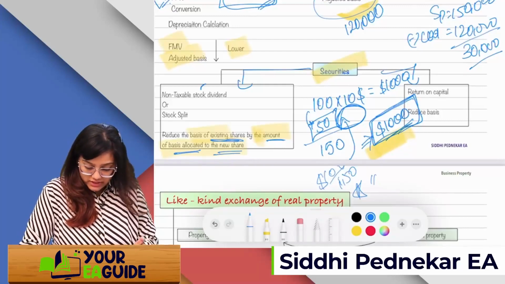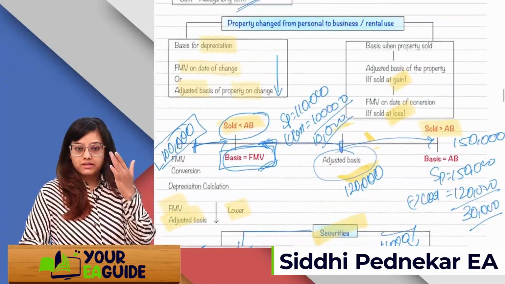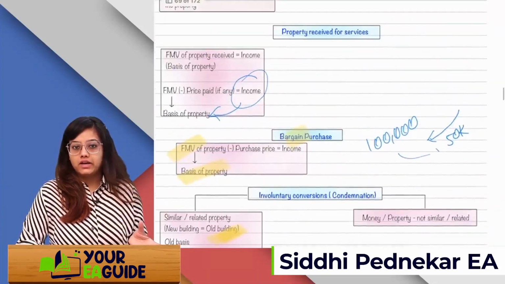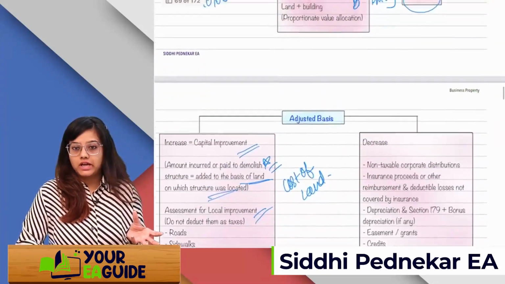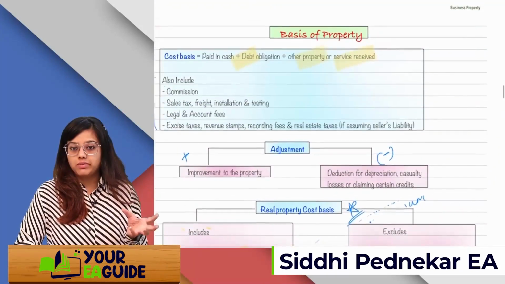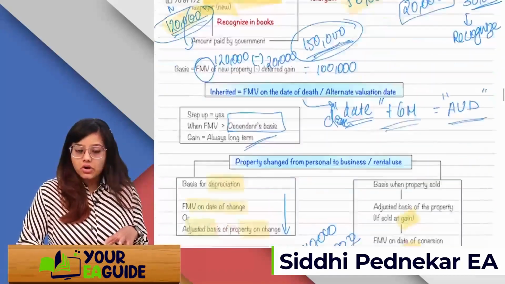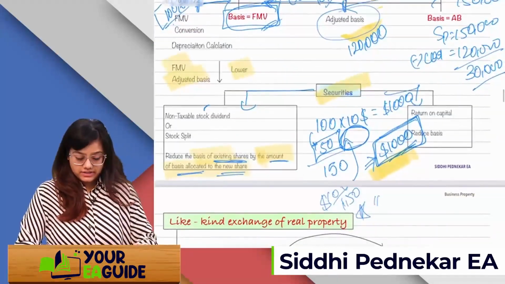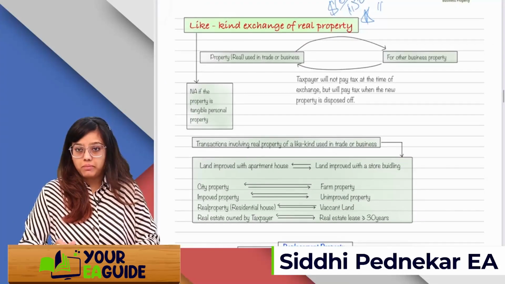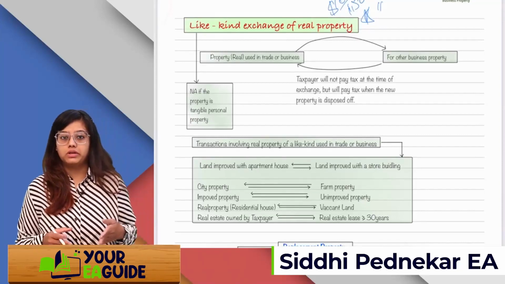Let's move on to the next and important topic. Till now we have just done all the basic things: how the cost will be calculated, in what scenarios the cost calculation will come into effect, how the adjusted basis will be calculated, and what all things will be included and excluded from the cost. Okay, next topic is the like kind exchange. From this topic, almost the whole business property chapter is built.